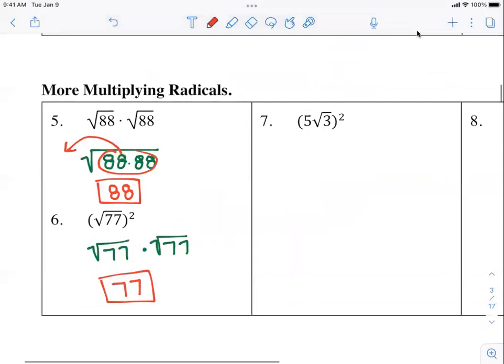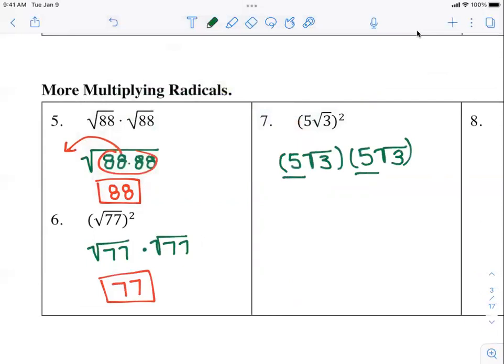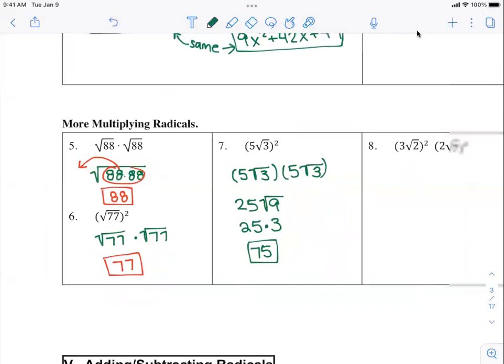Okay, 5 root 3 times 5 root 3. I always say inside with inside, outside with outside. So when you're multiplying, 5 times 5 is 25. Root 3 times root 3 is the square root of 9. And we know the square root of 9 is really 3. So 25 times 3 is 75. There is no radical in that answer. You are done.